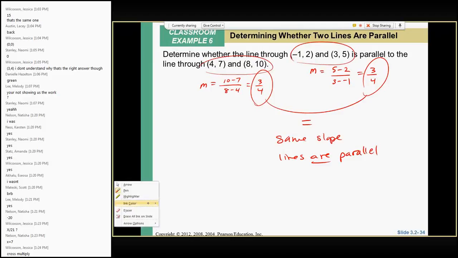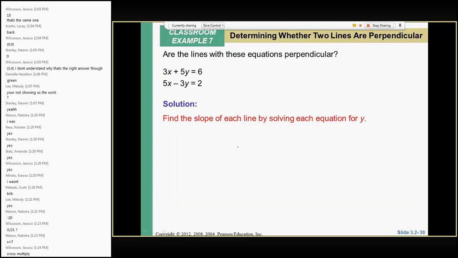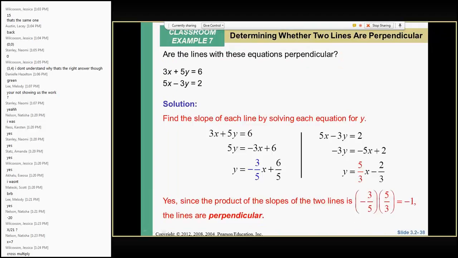Now, if one of them were negative, you could not say that they're the same slope. So they both have to be positive, or they both have to be negative. Okay, let's look at a perpendicular one. They want to know if they're perpendicular.